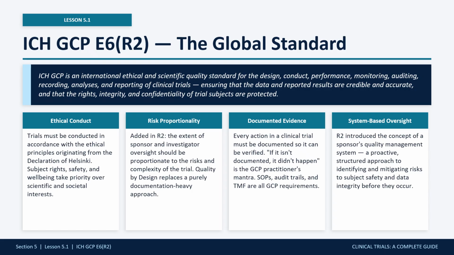intelligent, risk-based approach. The third pillar is documented evidence. In GCP, if it isn't documented, it didn't happen. Every action, every decision, every data point must have an audit trail. The fourth is system-based oversight, a proactive quality management system that identifies and mitigates risks before they affect participants or data integrity.